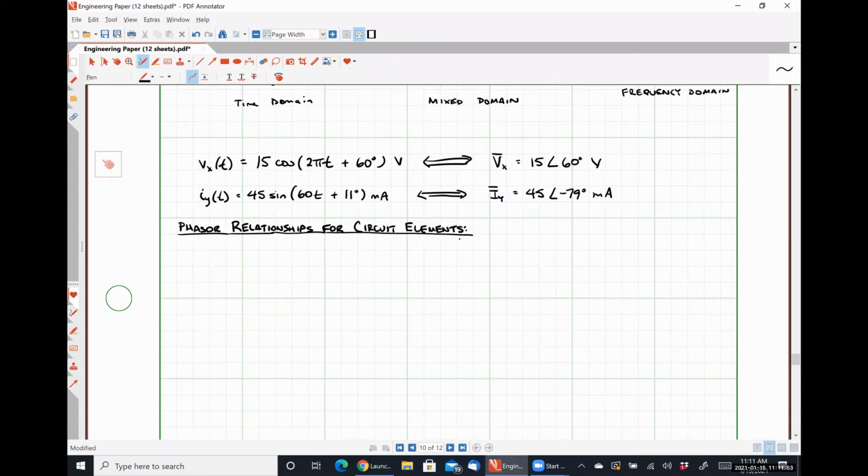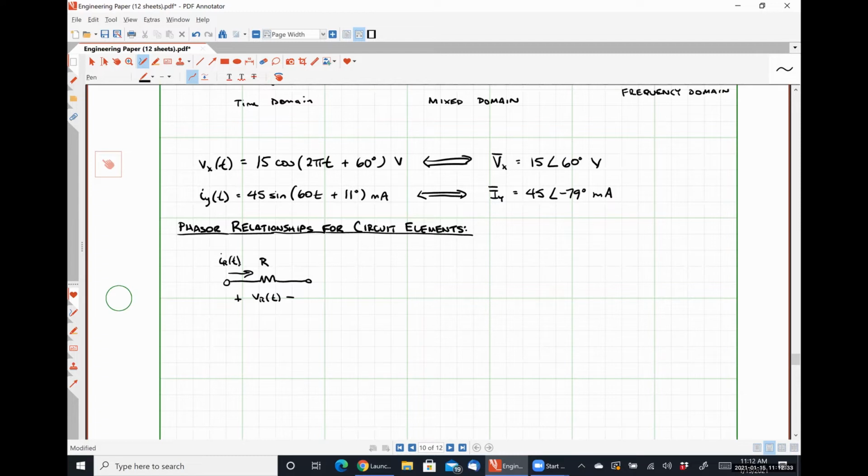All right, so let's start with a resistor. So if I have a resistor with a value of R, I'm going to define the positive polarity terminal to be on the left-hand side, like so, and the current IR of t will be flowing into the positive polarity terminal so that my resistor is obeying the passive sign convention.